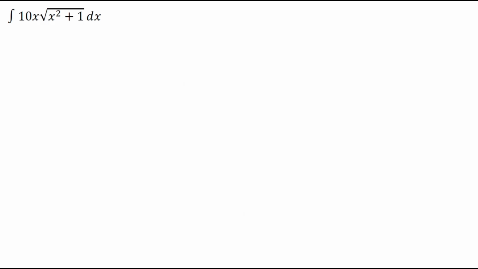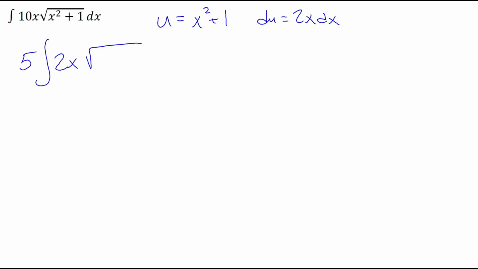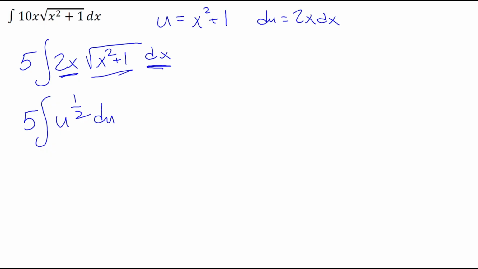All right, for our next one here, we're just going to use the same idea. We're going to let u equal x squared plus 1, and then du will be 2x dx. And I've already got an x in there. I've got a 10x. Well, 10 is just 5 times 2. So I'll pull the 5 out and say this is 5 times the integral of 2x root x squared plus 1 dx. And this will just become 5 times the integral of u to the 1/2 du. The 2x dx will become the du, and root x squared plus 1 is just u to the 1/2.